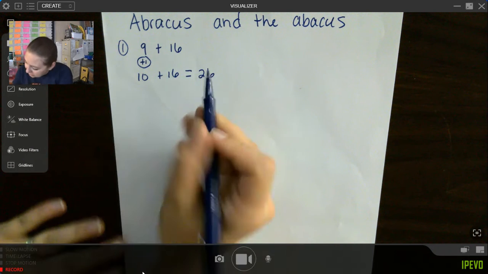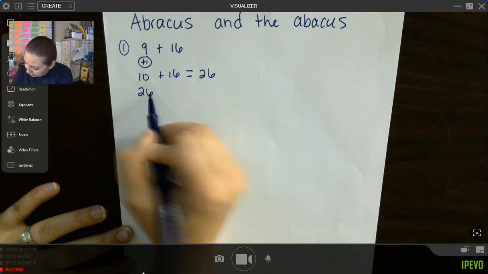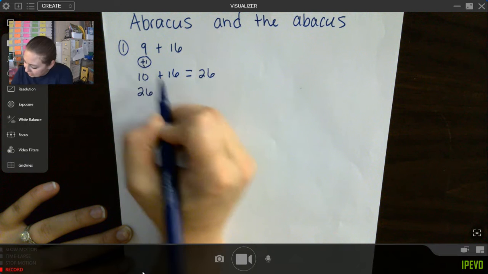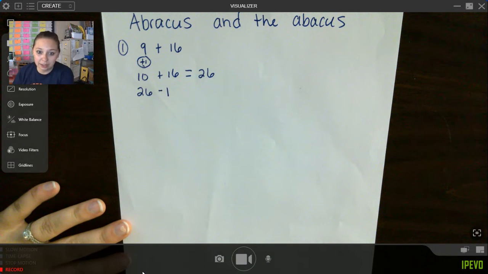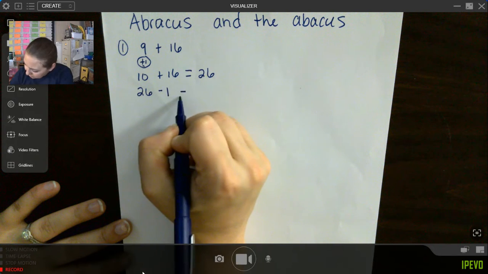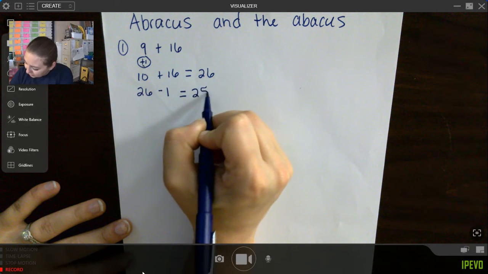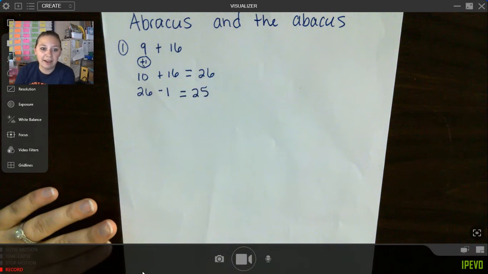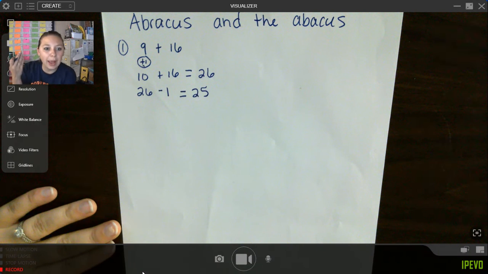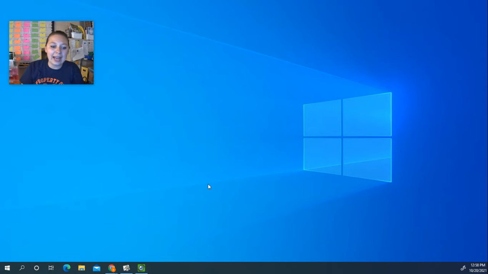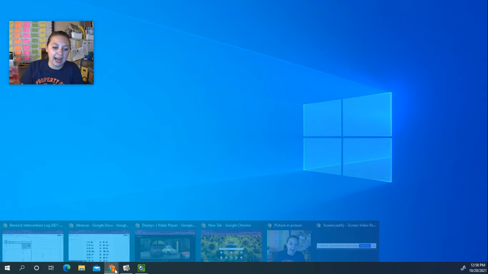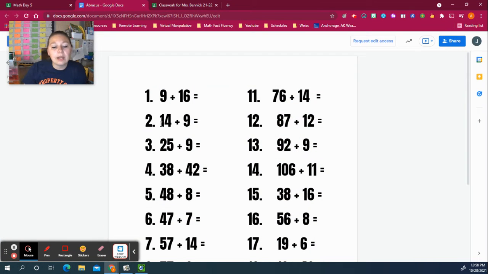So what I do is take the 26 minus the 1 that I had magically added earlier. And now my answer is 25. So this is to help you add a little bit easier. We're just making the numbers easier and then adding those small parts later on. Let's look at our next problem.